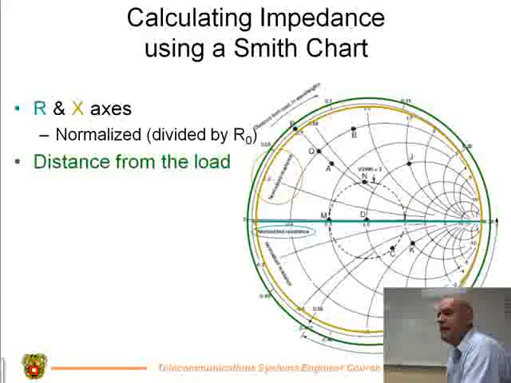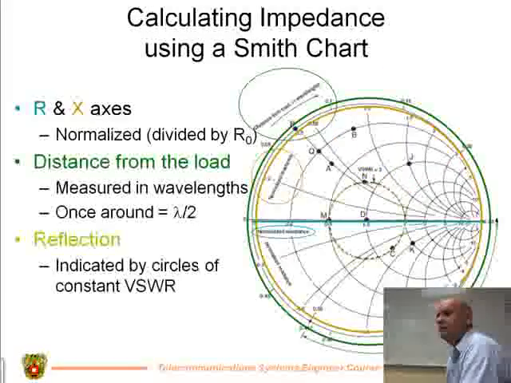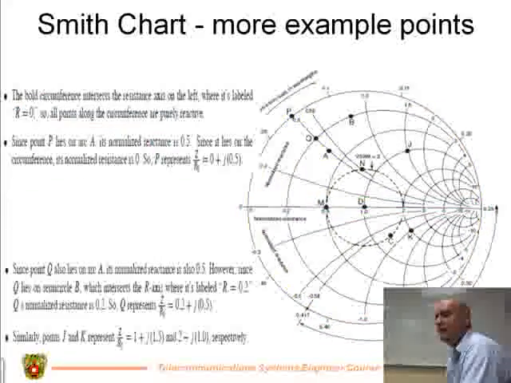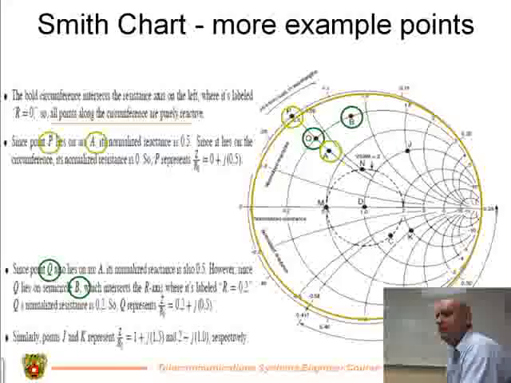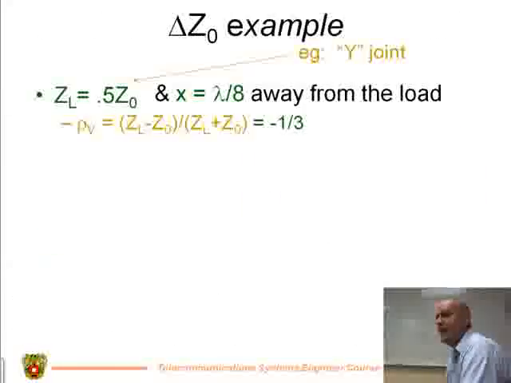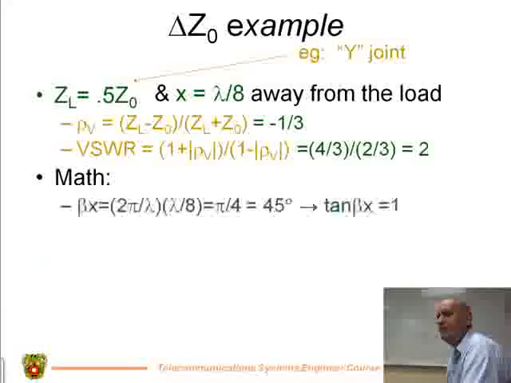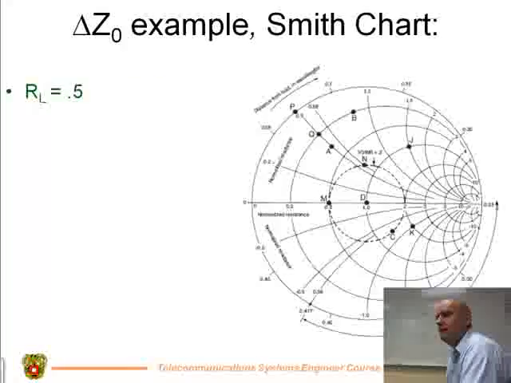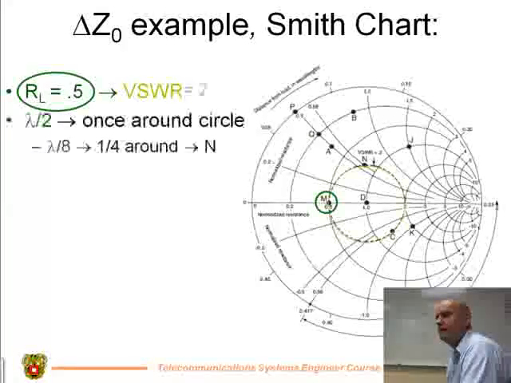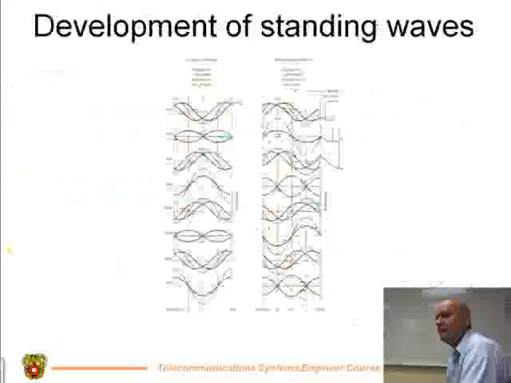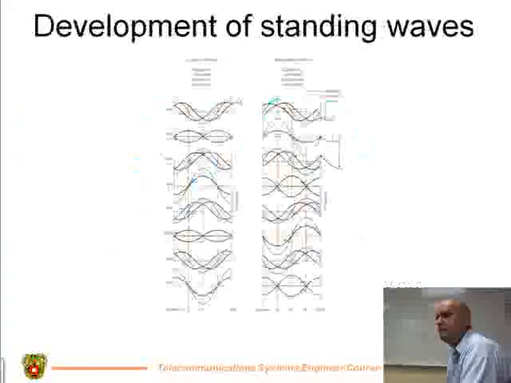Okay, let's do one more. We had a couple example points that you could look at. We did an example where ZL equals 0.5 Z naught. For example, if we split it, okay, here we go.